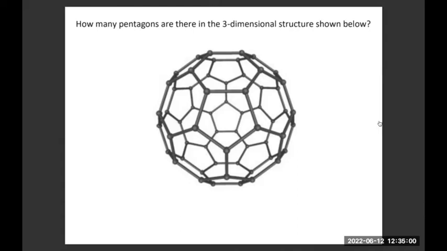Also, remember Archimedean solids such as the snub cube, S-N-U-B, snub cube. What is it called? How does it look? What is the other name? How many surfaces does it have, and what different shape surfaces does it have? I'll just type it in the chat box so you can make a note of it. Snub cube.